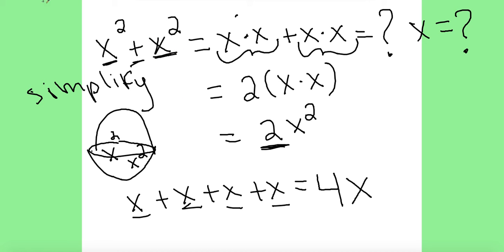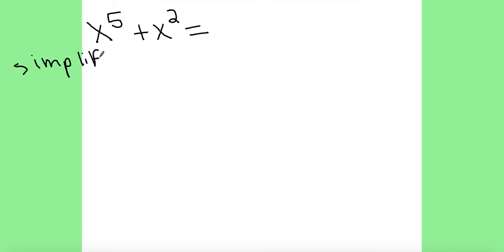Now what's different is, what if the objects don't match? And we have x to the 5th plus x squared. Well, since I don't know what x is, I can't just give an answer. And so I'm looking again to simplify the expression and write it in as few terms as possible.